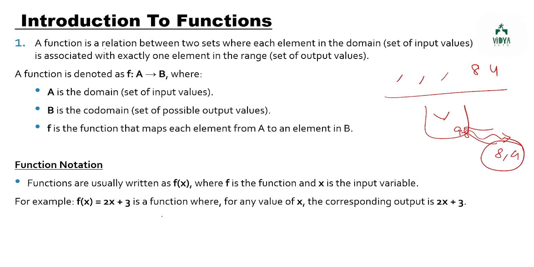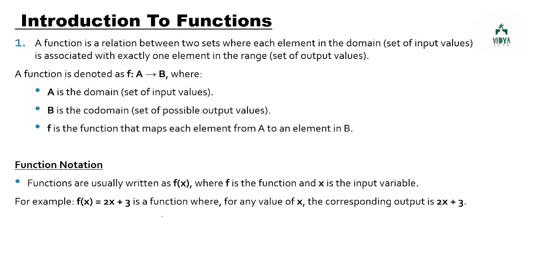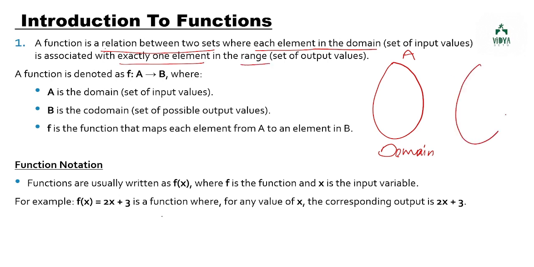In simple words, what is a set? A set of a few prescribed values. What is the domain? The values for which the function exists. What is the range? The output values. A function is a relation between two sets where each element in the domain, let's say this is set A, the set of input values, is associated with exactly one element in the range. This is B, and this we call the codomain.